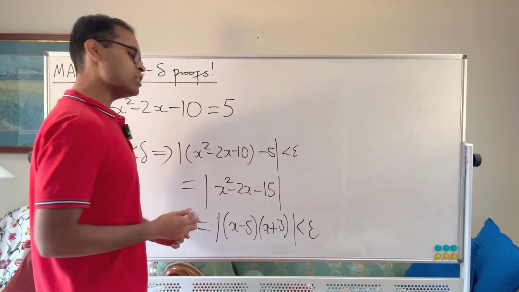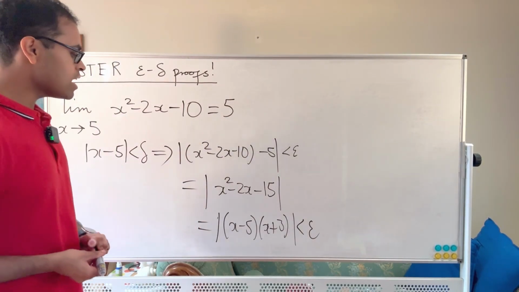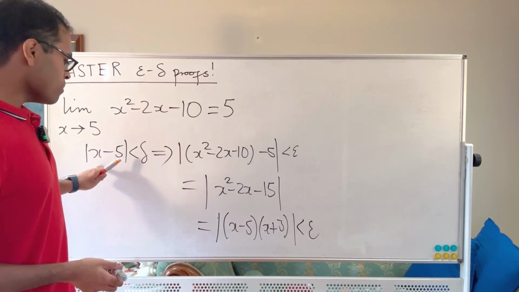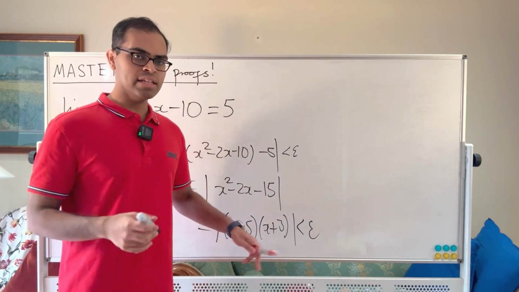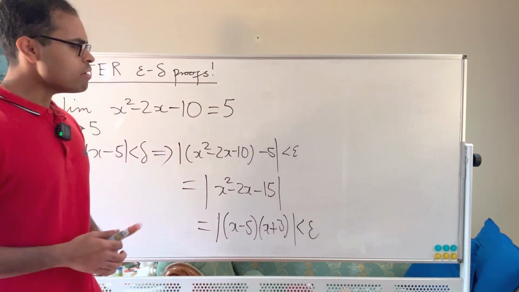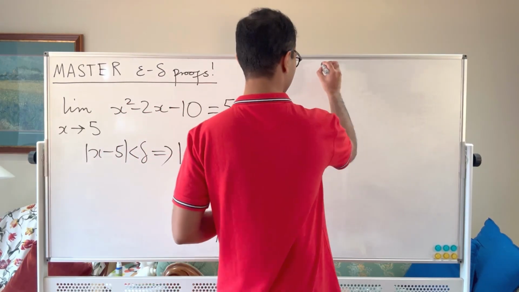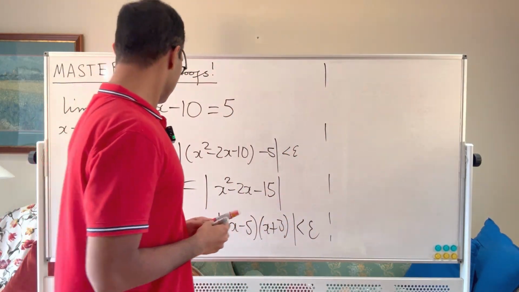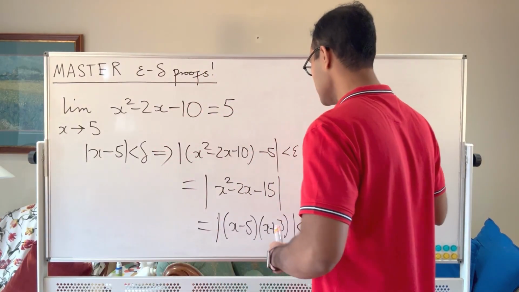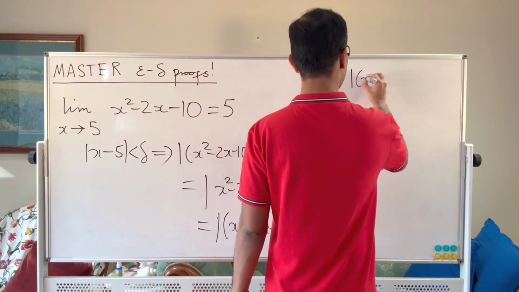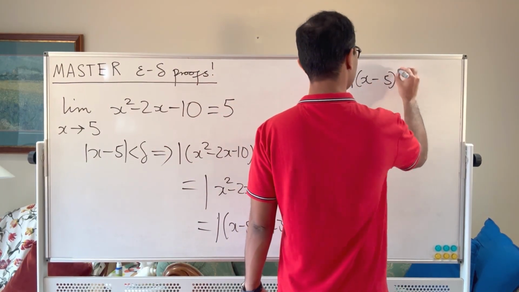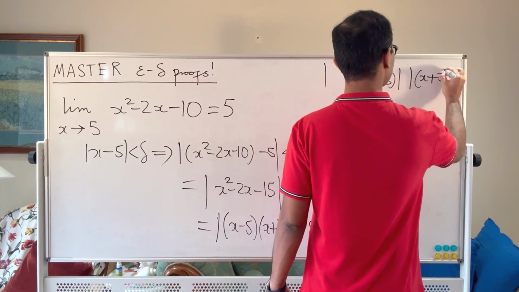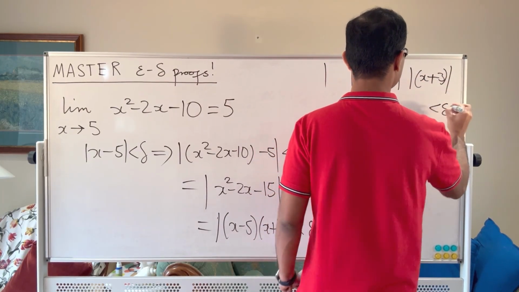Now, this is a little trickier because we're not multiplying the absolute value of x minus 5 by a constant. We're multiplying it by x plus 3, and that's a function of x. So how are we going to handle this? Before I get into the proof, I'm just going to tell you the intuition first of all, and the intuition is pretty nice. It's pretty cool. Basically, we have the absolute value of x minus 5 times the absolute value of x plus 3, and we want that to be less than epsilon.